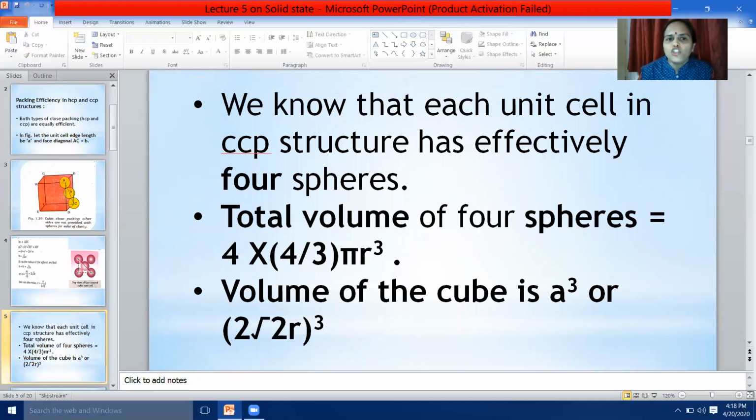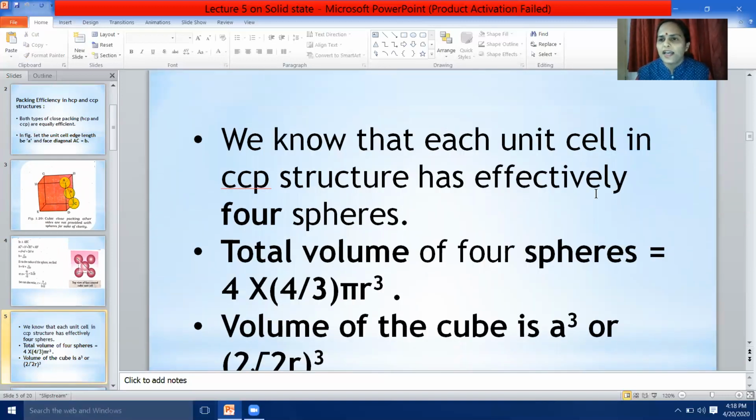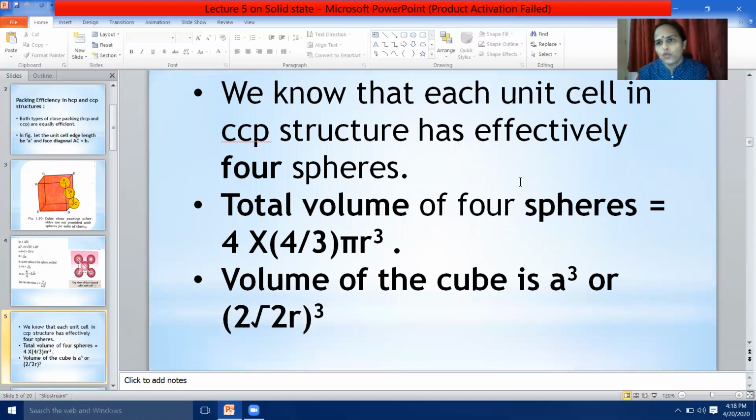Then we know that each unit cell in CCP or FCC has 4 spheres. We know also that the volume of a sphere is equal to 4 by 3 pi r cube. There are 4 spheres present in CCP as well as FCC structures. The total volume occupied by 4 spheres equals 4 into 4 by 3 pi r cube. And the volume of the cube is a cube, that is, 2 root 2 r whole cube.